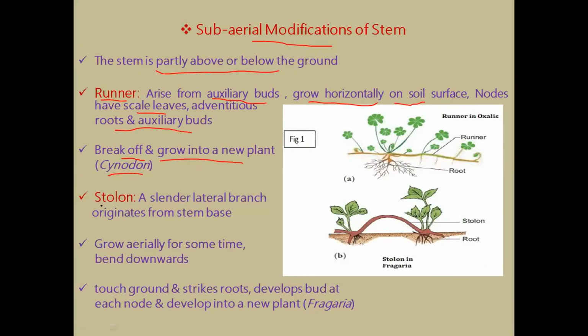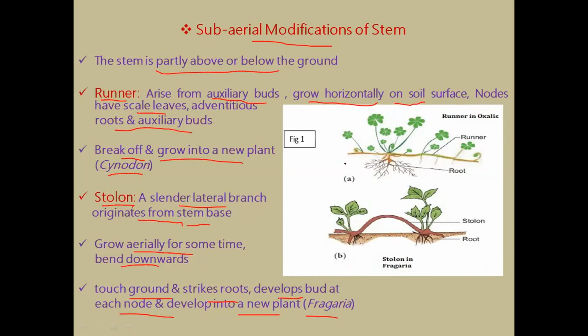The next type is stolon. In stolon, a slender lateral branch originates from the base of the stem, and it grows aerially for some time and then bends downwards, touches the ground and strikes roots. It develops a bud at each node, and then it develops into a new plant. It is found in Fragaria.